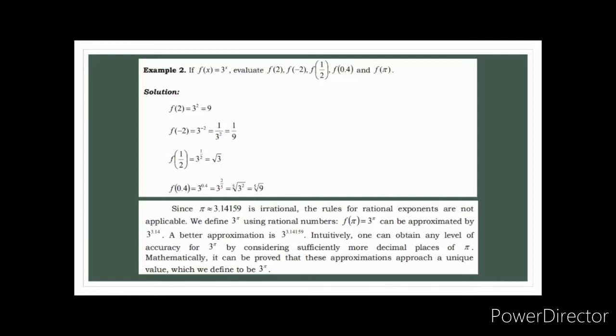Since it is a negative exponent, all we have to do is get the reciprocal, that is equal to 1 over positive 3 raised to 2. And that is equal to 1 over 9. For f of 1/2, take note, our x value here is 1/2. So our exponential function will become 3 raised to 1/2. Next is f of 0.4. We are going to substitute 0.4 in x.